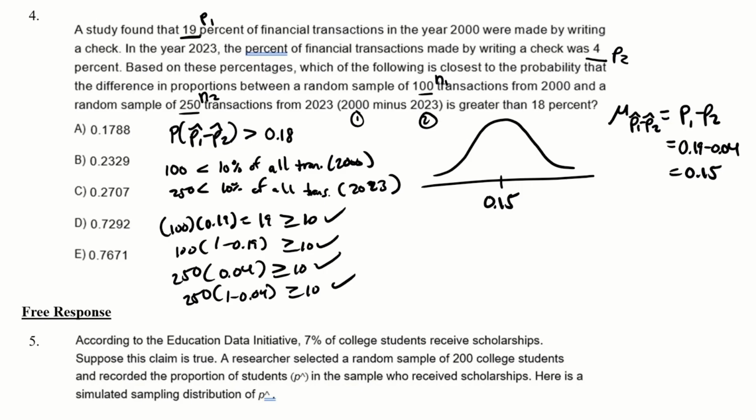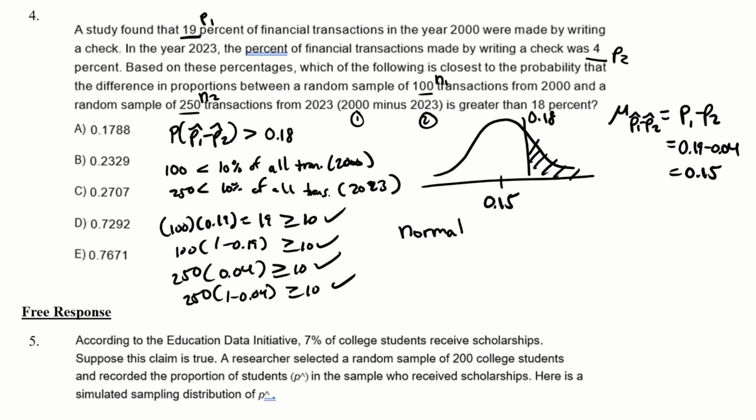And then we are looking for this to be greater than 18%. So we'll say this is 18%. We want it to be greater than. All right, there's my graph in general right there. And we can do the z-score, the standard normal distribution, or the calculator function. So we're going to do normal.